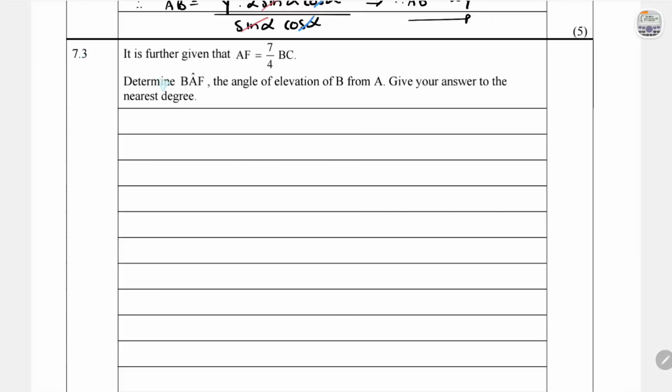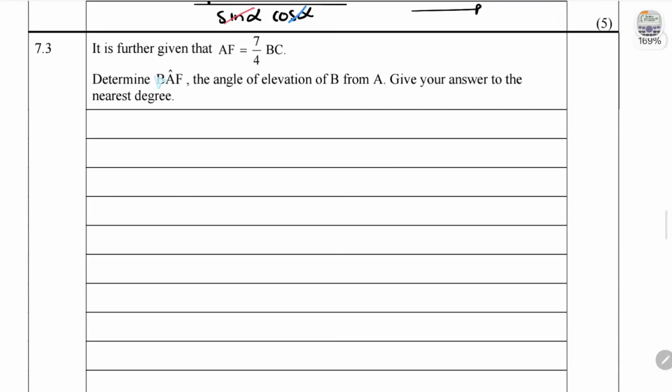Question 7.3 says, it is further given that AF is equal to 7 over 4 BC, and they tell us to determine angle BAF, the angle of elevation of B from A, and we need to give our answer to the nearest degree. Okay, so it needs to be a whole number that we get as the final answer.